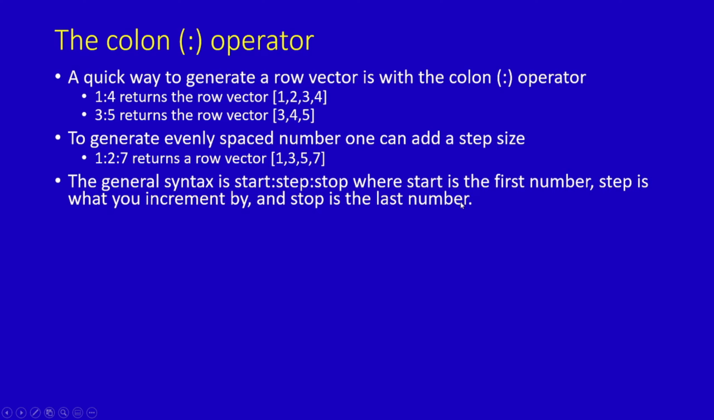But like I said, if this was an 8 here, it would return the same vector, because when you hit the element 7 and you try to add 2 to it, you get a number outside the range. And then start, colon, stop is equivalent to start, colon, 1, colon, stop.